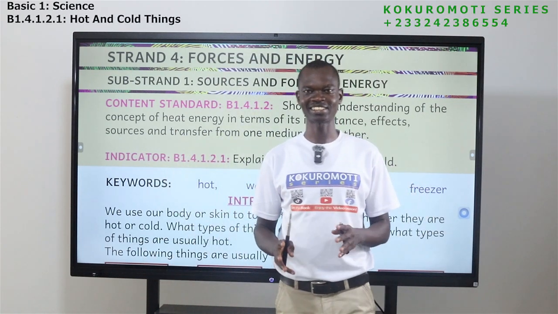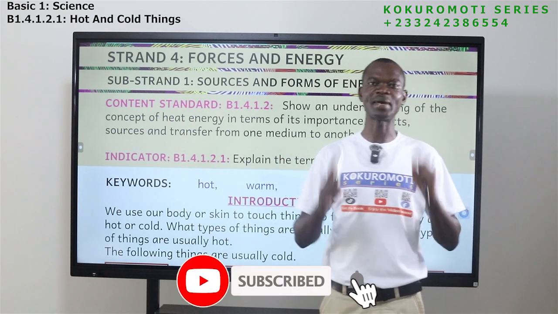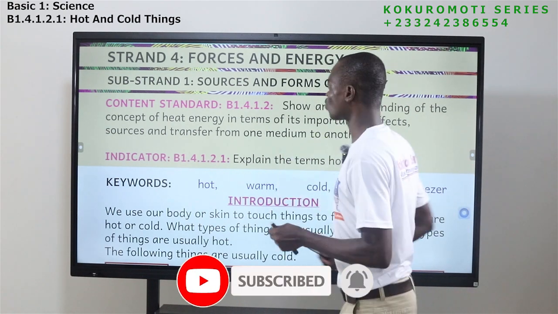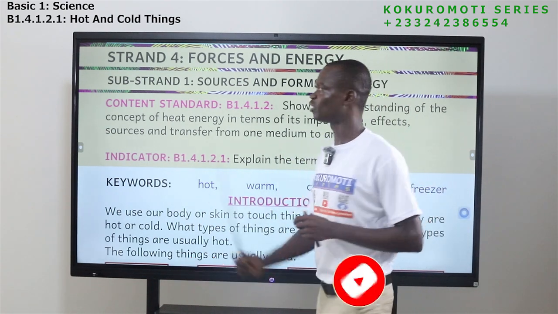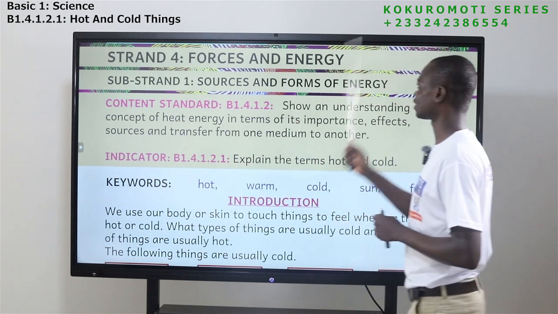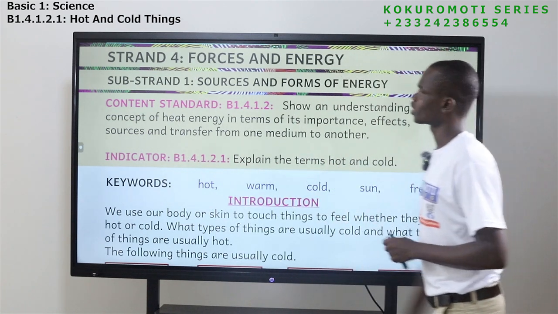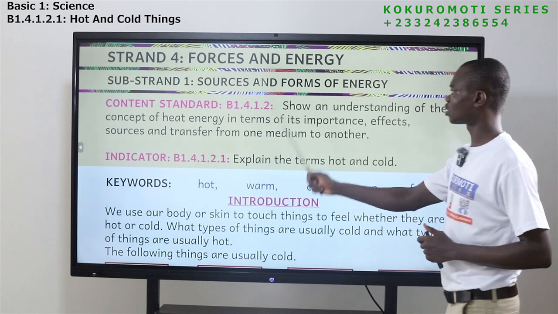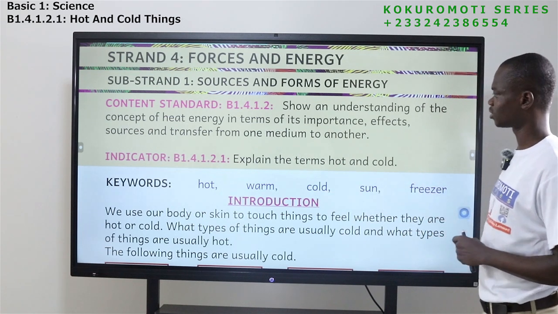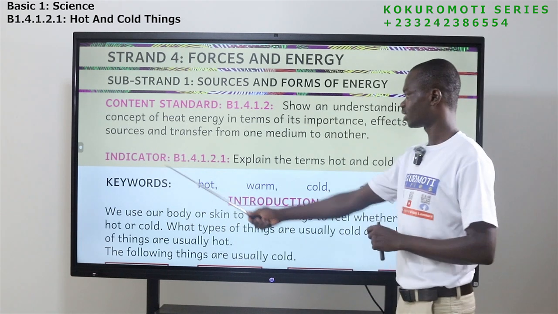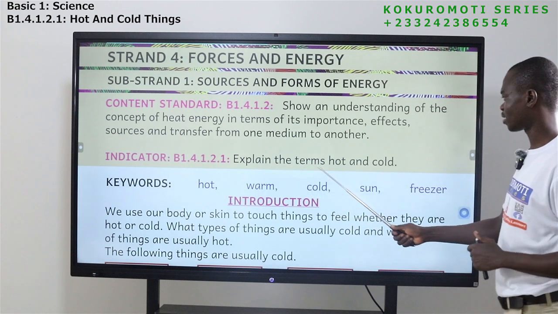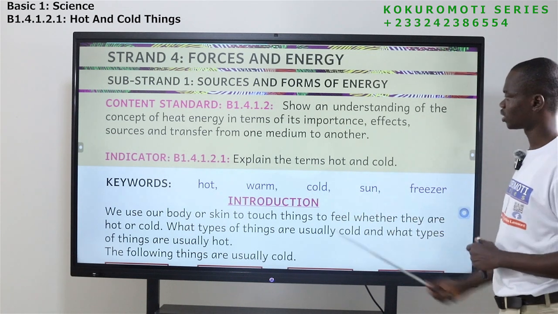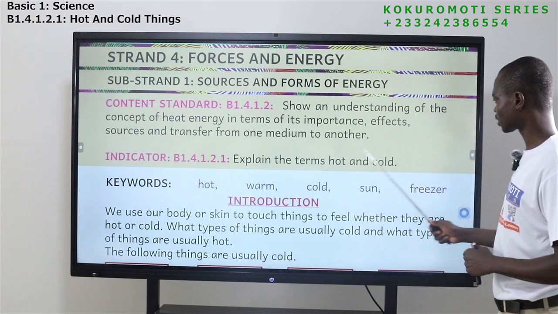Today's lesson is for Basic 1. Today we have science and we are looking at strand 4, forces and energy. Substrand 1 is sources and forms of energy. The indicator: explain the terms hot and cold.